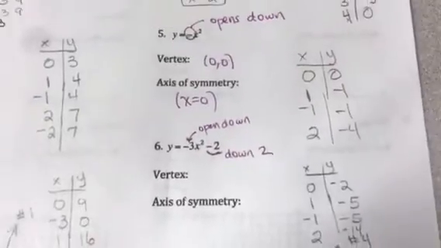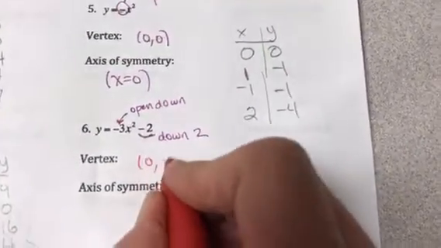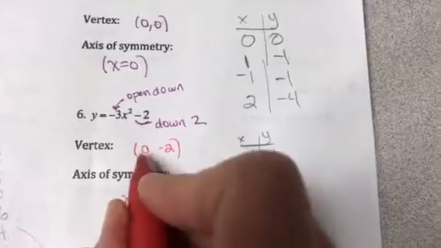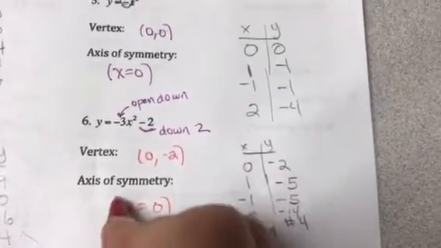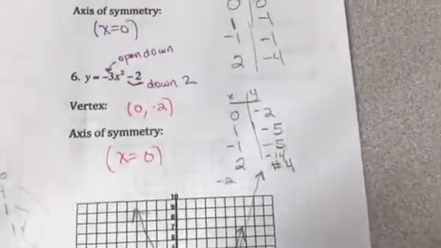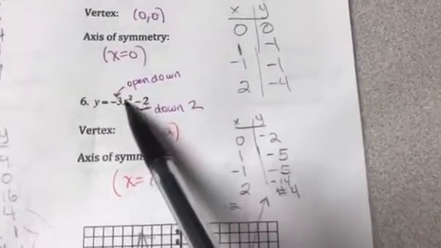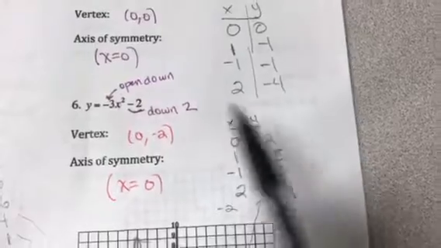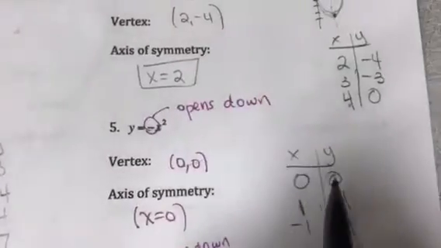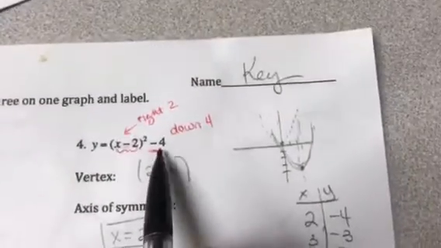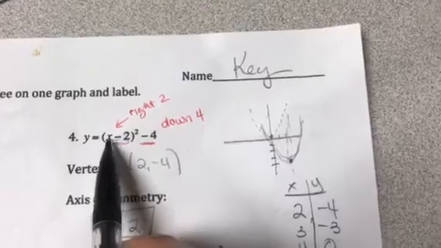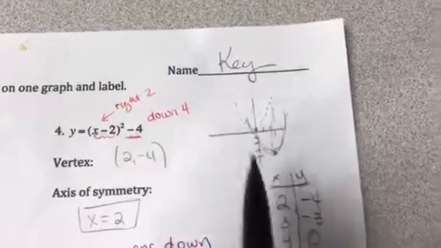So let me fill this in. This is 0, negative 2. My axis of symmetry is my x value still. X equals 0. Okay. Now, little hint when you find your vertex. The x value is what makes this 0. And the y value is the afterthought. Okay. So look right here. There was no afterthought, so it was 0. Here there was an afterthought, so what made this 0 was 2. The afterthought was minus 4, so that's my vertex right there.